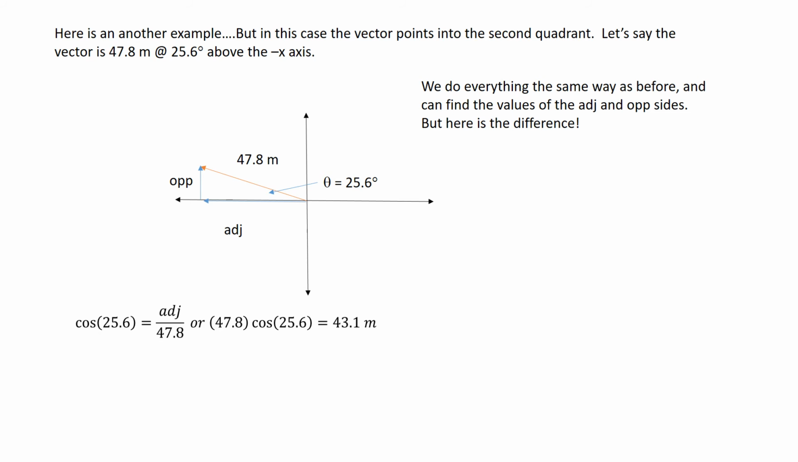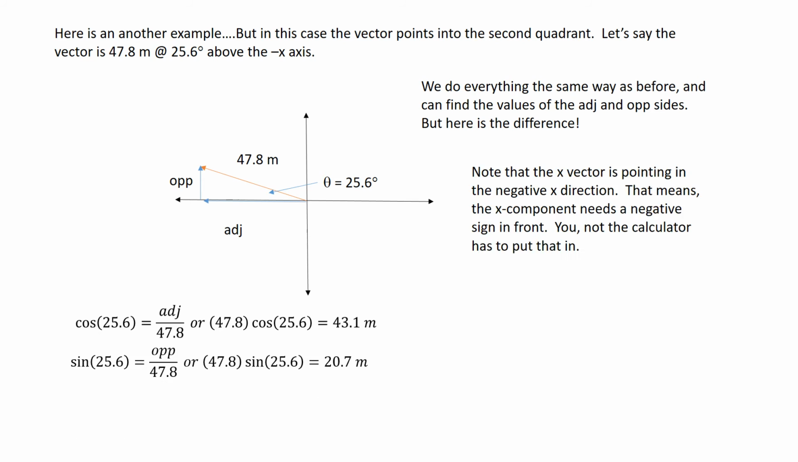Cosine of 25.6 is equal to the adjacent over 47.8. Solving for that, I get 43.1 meters. I do the same thing for the sine. In this case, I find it to be 20.7 meters. But here's the difference. Notice that the x vector, the vector representing the x value along the x-axis, points in the negative x direction. That means the x component needs a negative sign in front of it to indicate that direction.